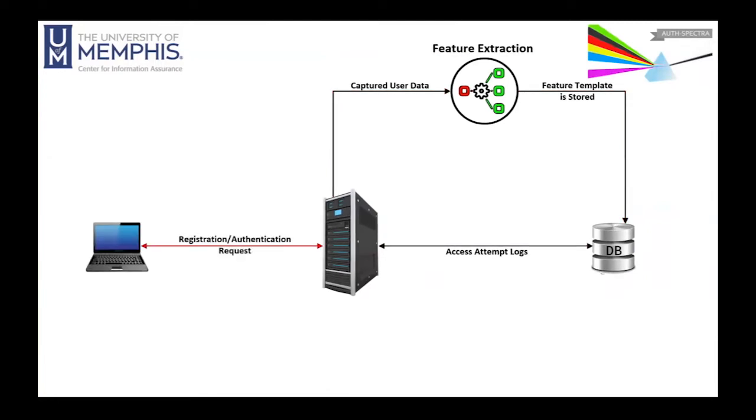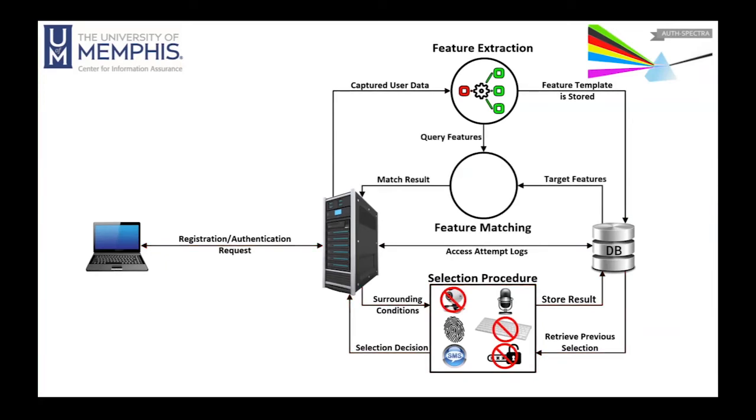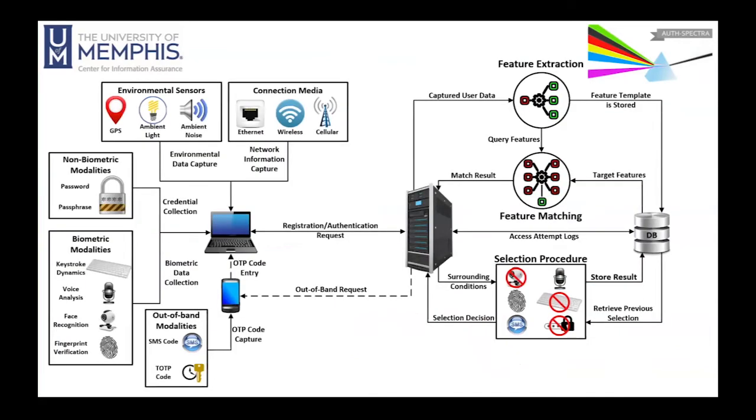When a client submits an authentication request, the server will execute a selection algorithm that evaluates the user's surrounding conditions and the previously chosen set of modalities to select a new, optimal set of authentication modalities. The selected modalities are returned as a challenge to the user. After the user responds to the authentication challenge, the features are extracted from the responding biometric data. These features are matched against the target features, which are retrieved from the database. Based on the match result, the server will successfully authenticate the user or decline the attempt. This shows the overall system and how the client and server components are connected.